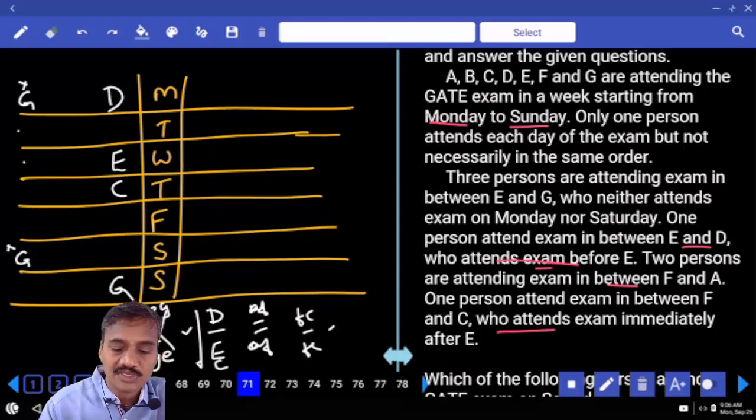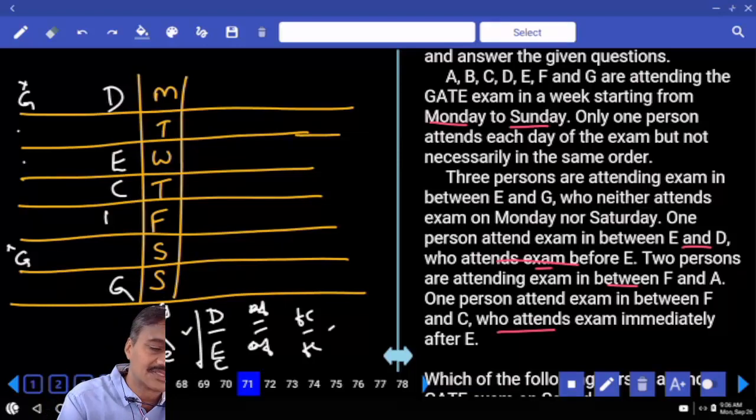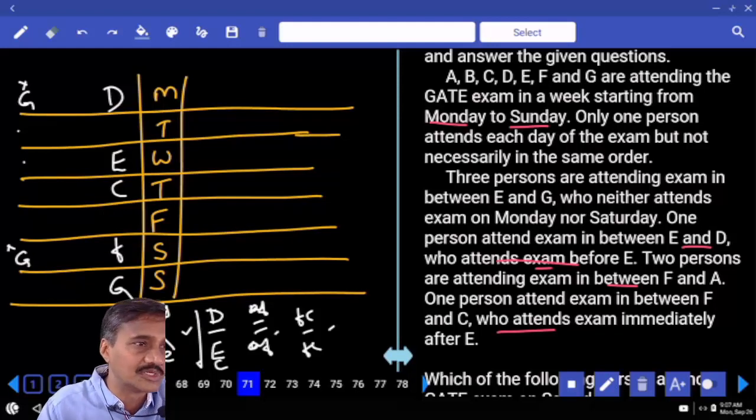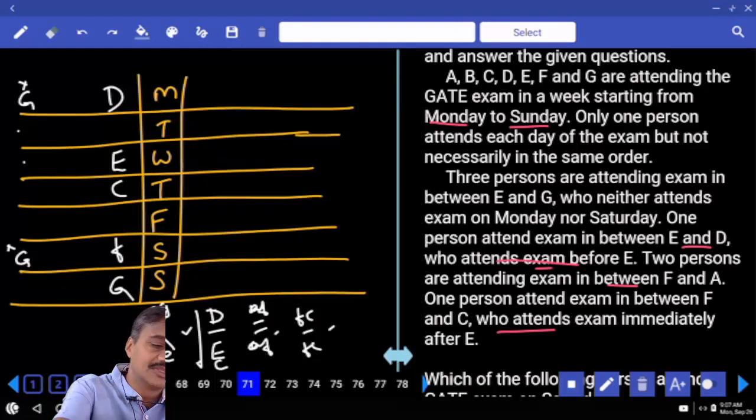And next one, A ki F ki madhya entamandi unnaru cheppandi? 2 people. And now between F and C there must be exactly 1. Now if F is at this place and between F and C there must be exactly 1 person, then 2 persons between A and F is not possible. Hence F cannot be below C.